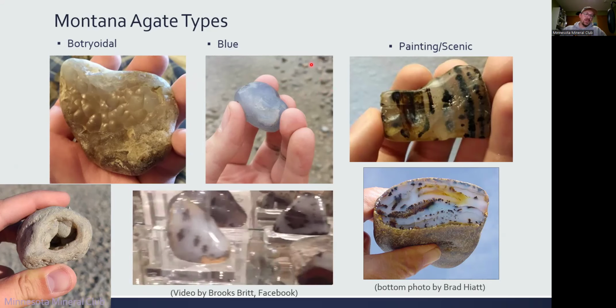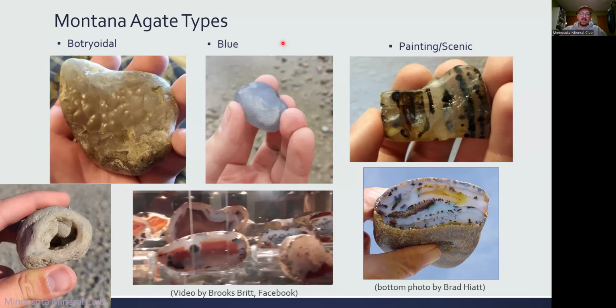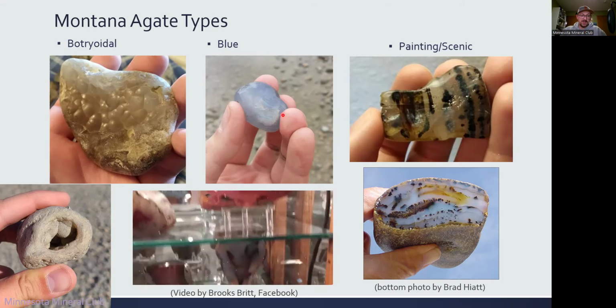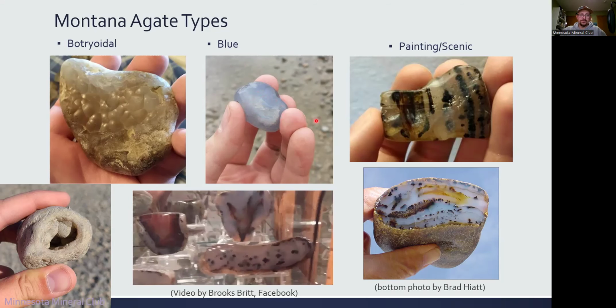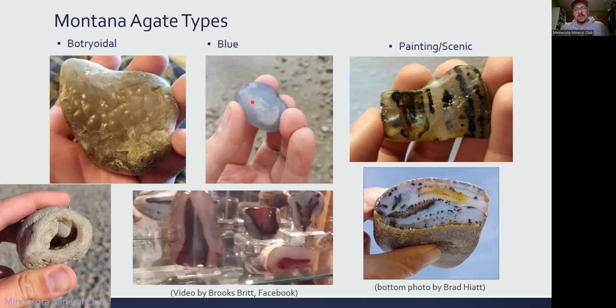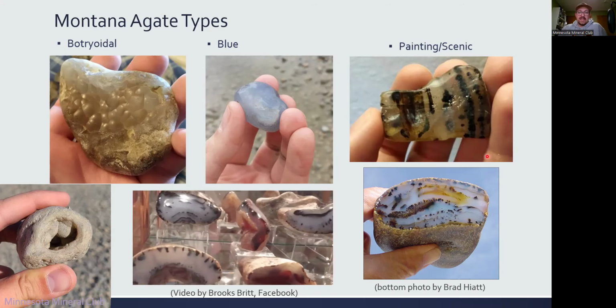Very, very rarely you can find blue agates in Montana. I have actually found just a couple of them. This is one of them here. It does have some faint banding in the middle part of it. And this was found west, closer to Billings.